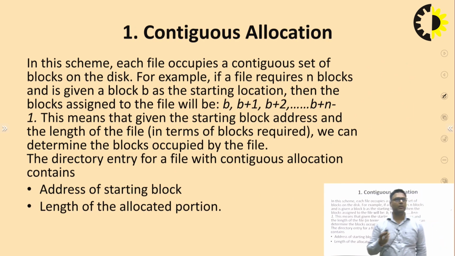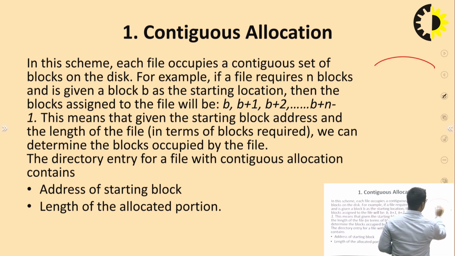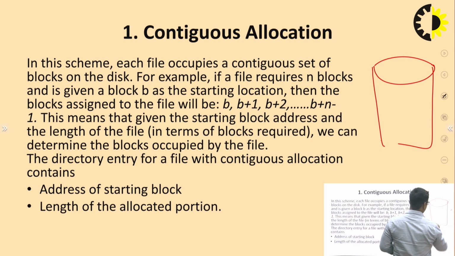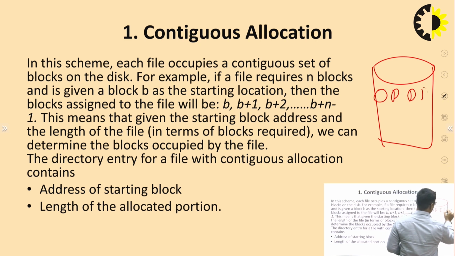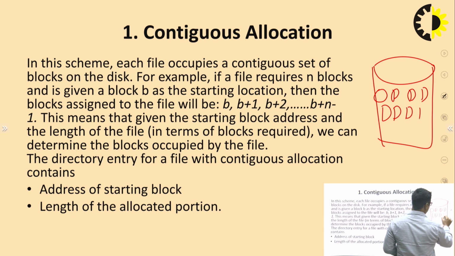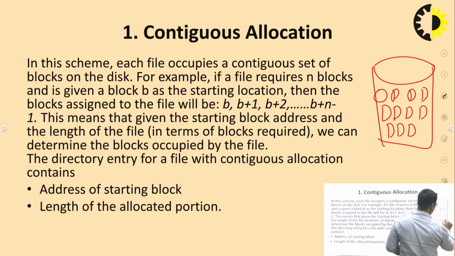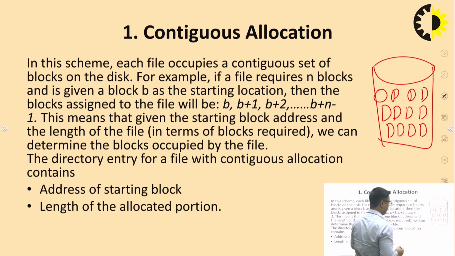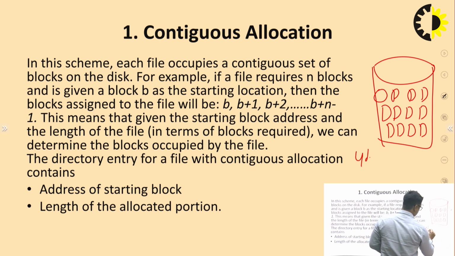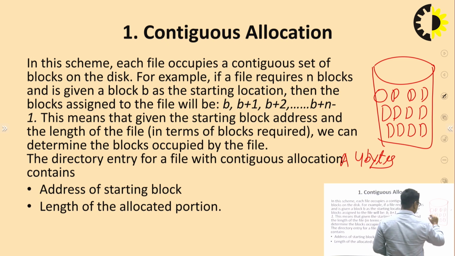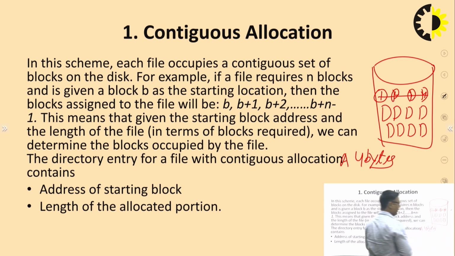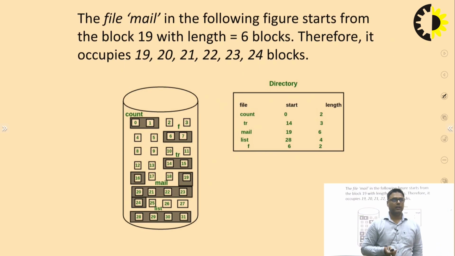So, first is the contiguous allocation. In that allocation, suppose this is our disk, with 1, 2, 3 as some sectors of the disk, and suppose one file is given with a size of 4 bytes. That file is stored in the disk in the form of 1, 2, 3 and 4. That means it is stored sequentially in the disk, so it is a continuous form of storing the data. Some examples are given here.